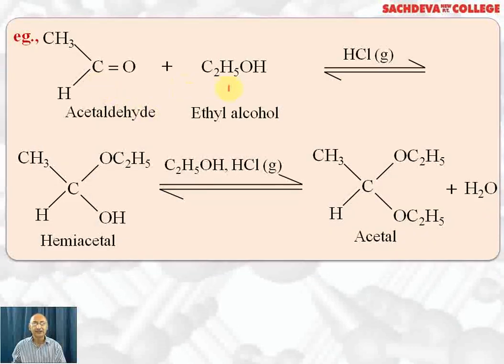Acetaldehyde, when it reacts with ethyl alcohol in presence of HCl gas, it breaks down into C2H5O negative and H positive. C2H5O negative attacks this carbon and H positive gets attached to oxygen. We get hemiacetal. And here in the next reaction, it reacts with ethanol again in presence of HCl gas. So OH and H lose a water molecule, resulting in the formation of acetal. And this compound is 1,1-diethoxyethane.